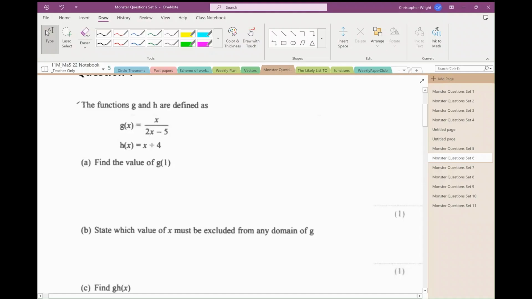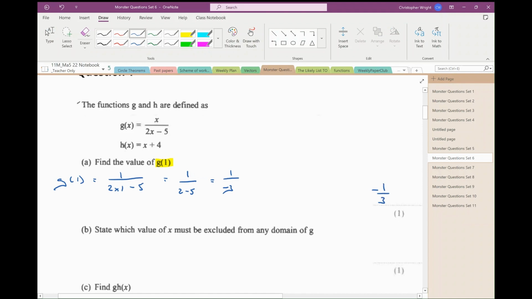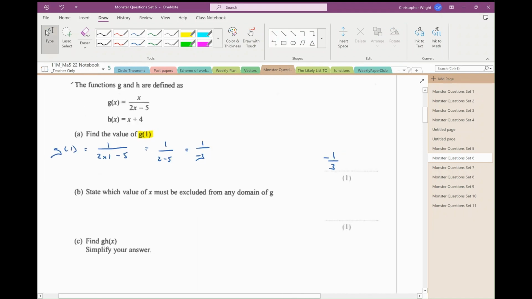Good luck. Functions g and h are defined as follows. Find the value of g of 1. So we're going to use the input 1, see what that does when it's g'd. g of 1 gives me 1 over 2 minus 5, which is 1 over minus 3, which is minus 1/3.